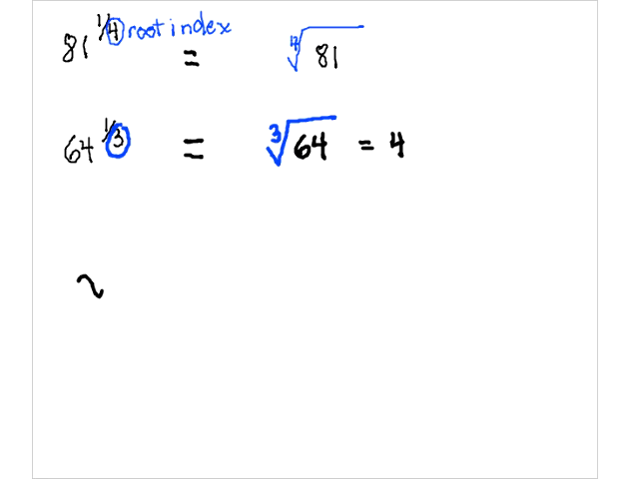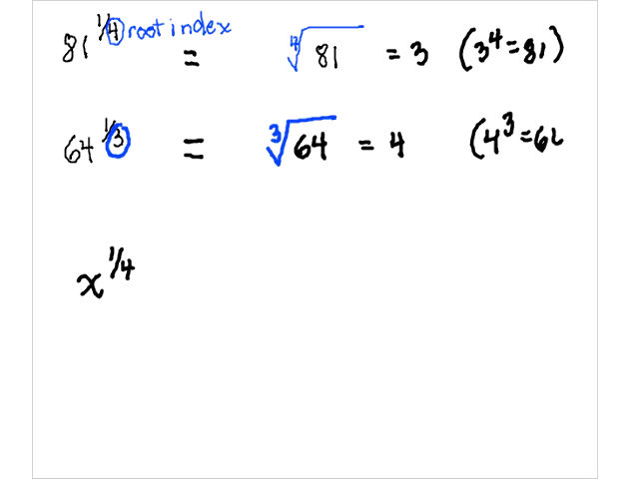All right, let's do one more. X to the 1/4. Now this one we can't really find the answer. Let me go back. The 4th root of 81 is 3. 3 to the 4th is 81. And in this one, 4 to the 3rd was 64. So that's how I got that answer.